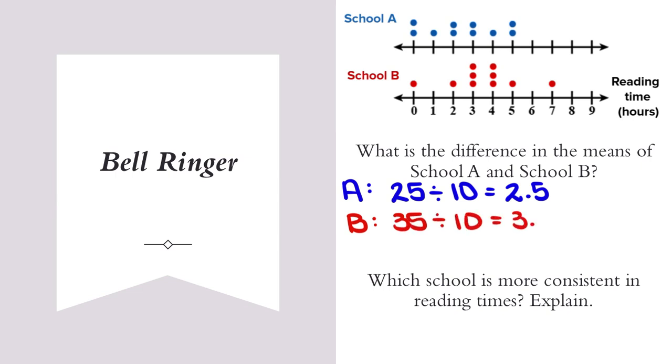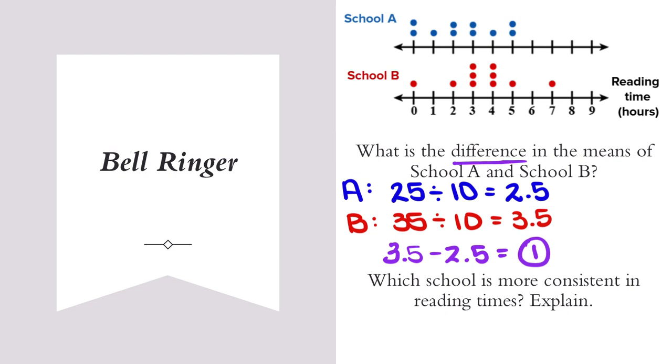3.5. Excellent. All right, but the question asked for the difference in the means, so what do we need to do to finish it off? Millie? Subtract them. So 3.5 minus 2.5 gives us a difference of 1. Very good.